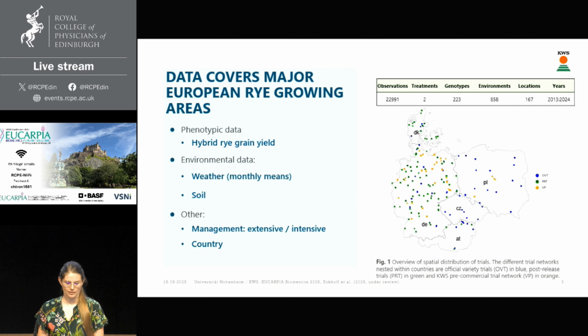So the results I'm going to present were derived from a hybrid dry grain yield dataset sampled across major European growing areas with 23K observations in total from about 170 locations, and collected across 12 years for about 220 genotypes. As predictors, we used environmental data, both weather data and soil. We had information on a management variable, so either the trial was intensively or extensively treated, and the name of the country, obviously.